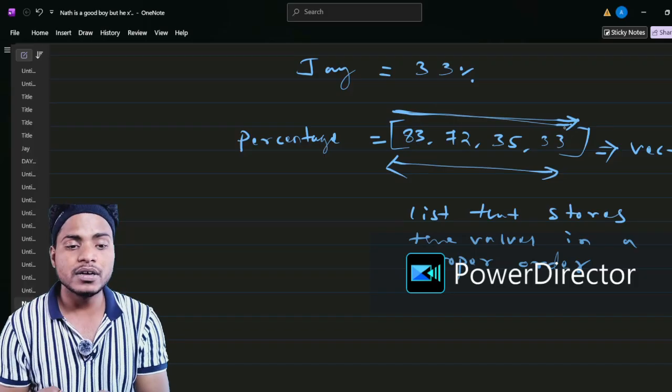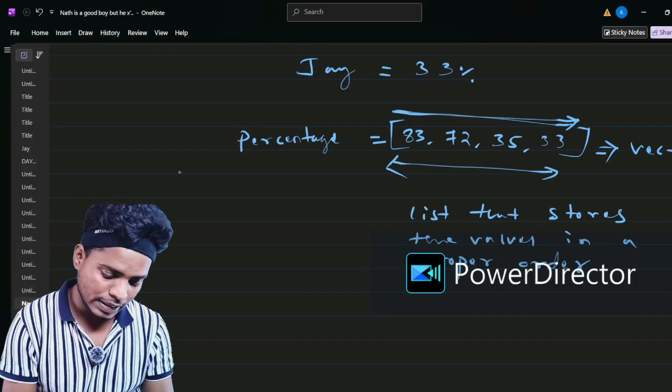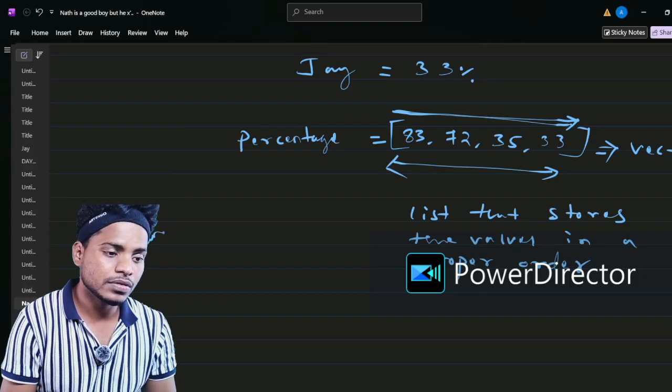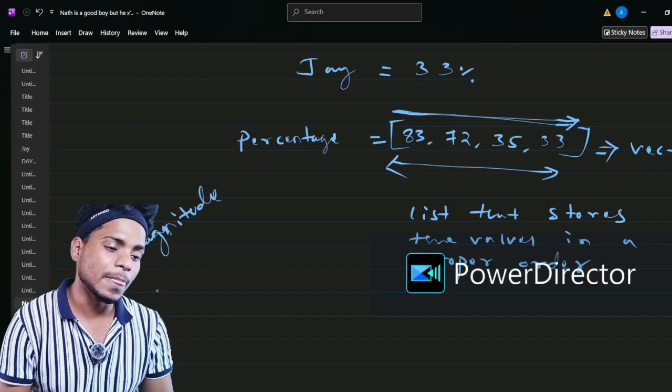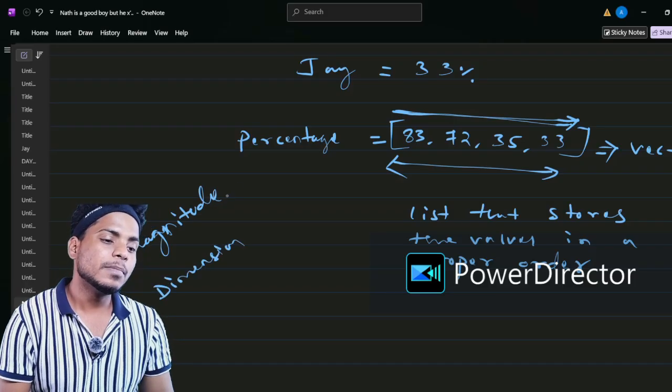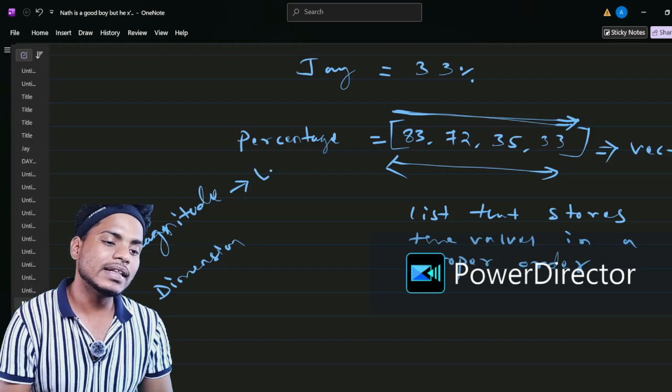And you may come across some terms like magnitude, and one term called dimension. Magnitude, in other words, is called length.